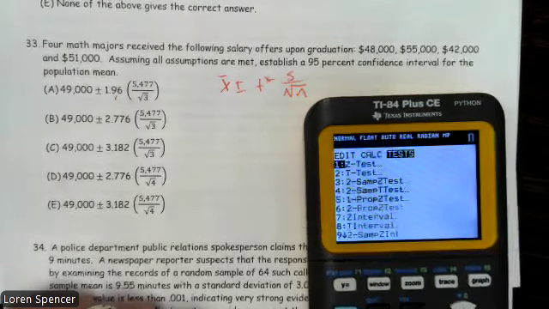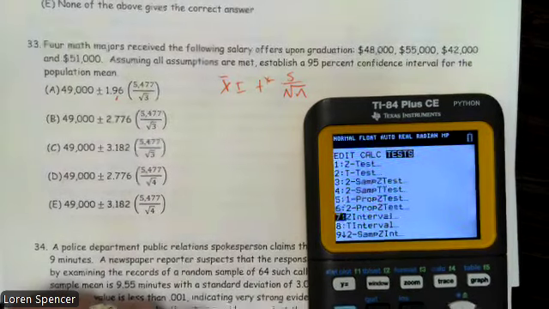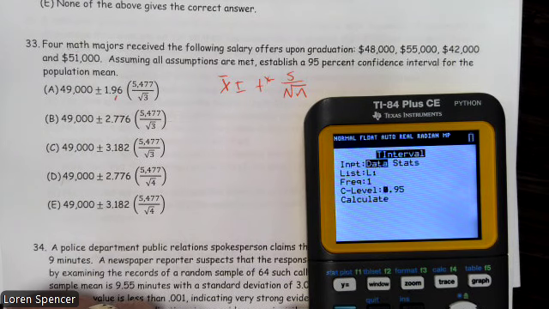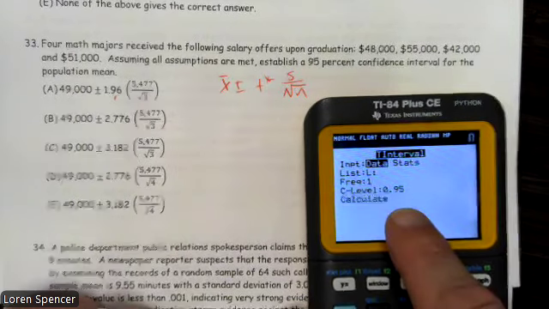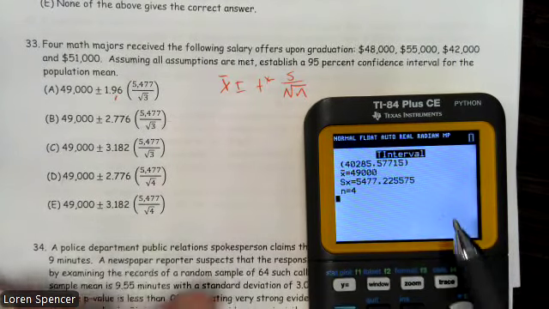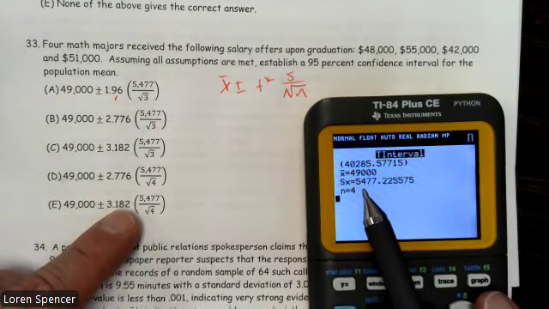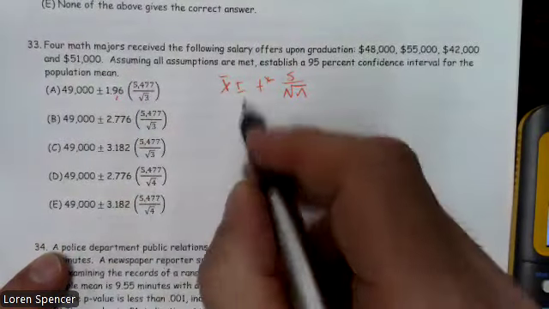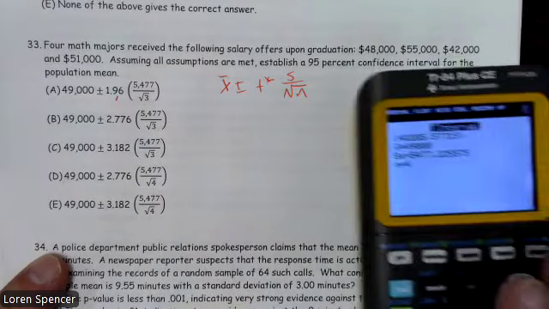We're going to go stat test. We're going to drop a T interval on it, which is number 8. And we have data, so we're going to choose that. We have from our list, which is L1, and we want a 95%. Okay. So we have our standard deviation is 5477. Well, that didn't help us out any because we have that for all of them. But we also have our mean.